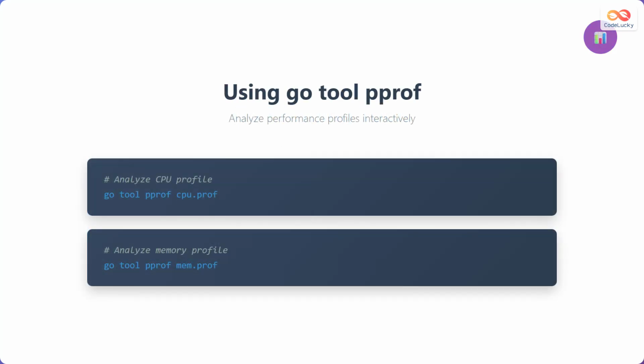Once you've generated profile files, you need to analyze them using the go tool pprof command. The tool accepts profile files as arguments and opens an interactive session where you can explore the data. To analyze a CPU profile, you run go tool pprof cpu.prof. For memory analysis, you use go tool pprof mem.prof. This command launches an interactive interface where you can execute various commands to understand your application's performance characteristics.